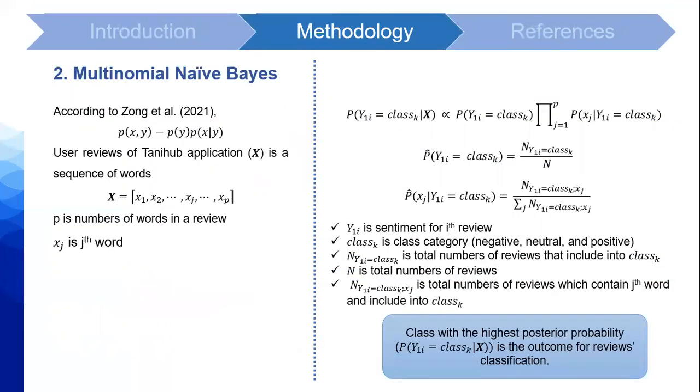And then multinomial naïve Bayes. According to Zhong et al., 2021, the Bayesian model is an algorithm that models joint probability as a product of prior probability and conditional probability. User reviews of the Tanihub application, or X, is a sequence of words that can be written like the following equation. And then each review will be labeled by the class with the highest posterior probability that can be calculated by the following equation.